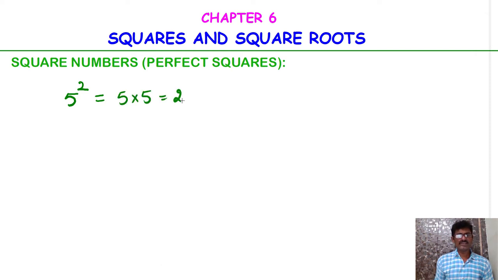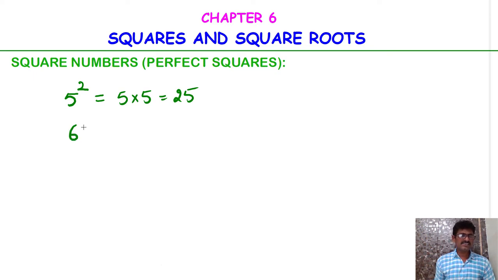Hi children, today in this class let us see chapter 6, Squares and Square Roots. What is the square of any number? Suppose let us take 5. The square of 5 is denoted as 5 squared like this, and this is defined as 5 times 5, which is equal to 25.